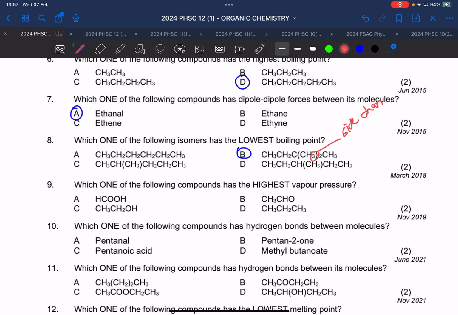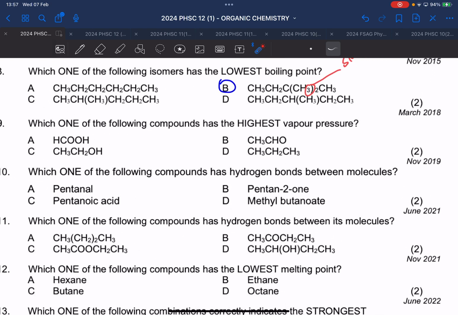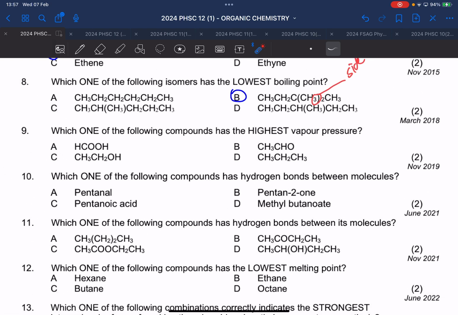B, boiling point. Weak intermolecular forces and low boiling point. Yes. Next one. Which one of the following compounds has the highest vapor pressure? Highest vapor pressure means weak intermolecular forces.